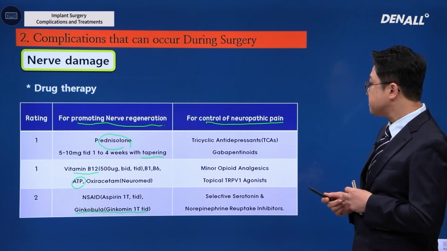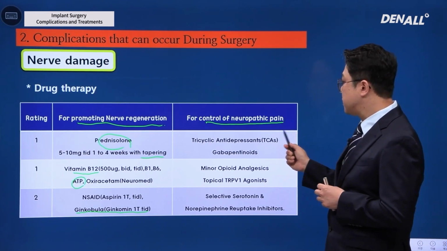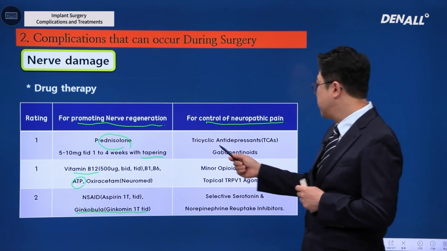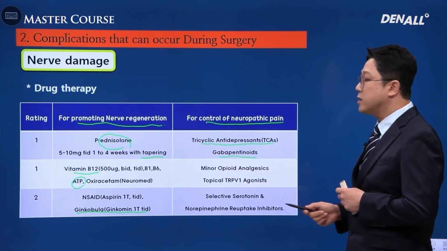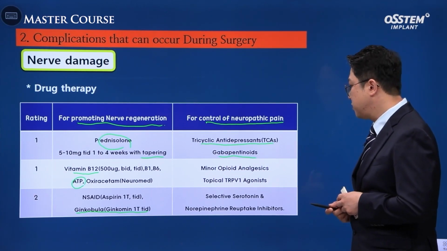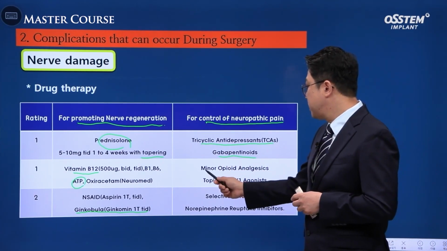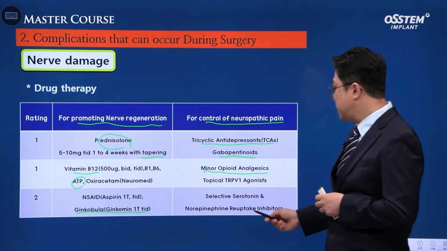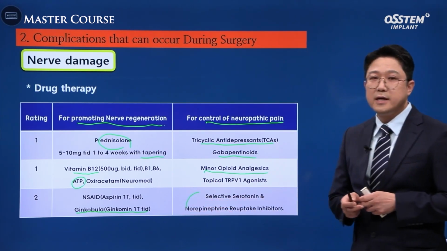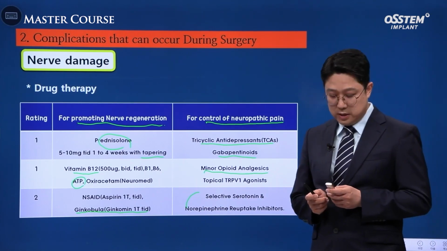Secondly, there is a drug for pain control. As we all know, TCA type medicine and gabapentinoids are prescribed frequently. Also, minor opioid analgesics can be prescribed. As second-line therapy, SSNRI can be prescribed.